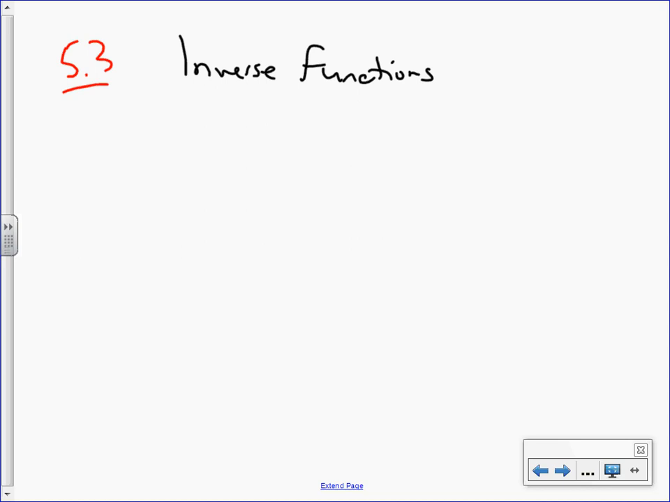Okay, inverse functions. I am not going to do anything today that you haven't seen before. I may do it a different way, but I'm just going to remind you of what you're supposed to know about inverse functions. We're not going to do the derivatives of these yet.